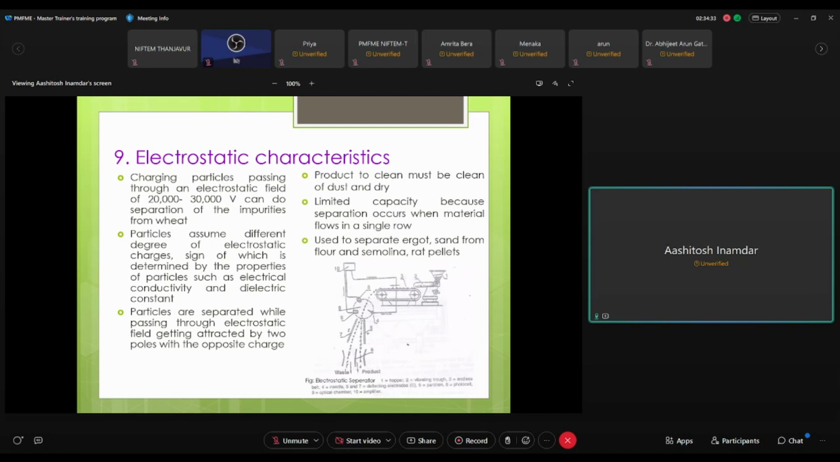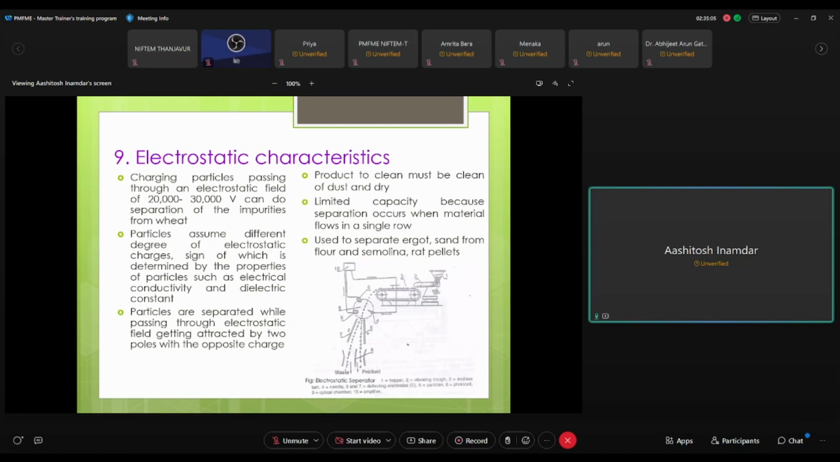Okay, so particularly in Indian conditions, the capacities at which we operate are very huge, so this won't work here. How it is done is, the grains or the material is passed through an electrostatic field which has a voltage of somewhere around 20 to 30,000 volts. When the grain comes here, they get charged, positive or negative. Mostly the good grains will get a certain charge, and other impurities will get a different charge.